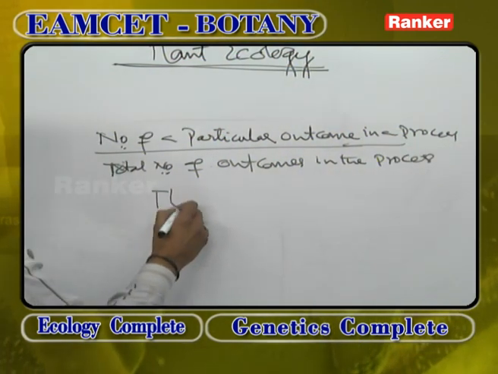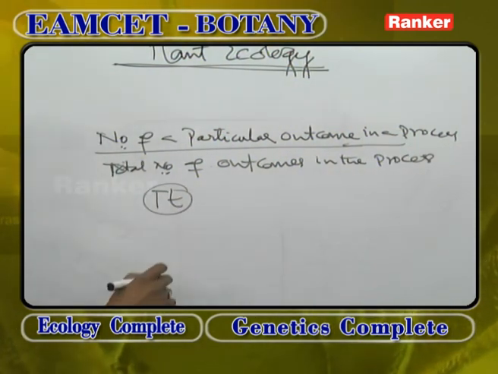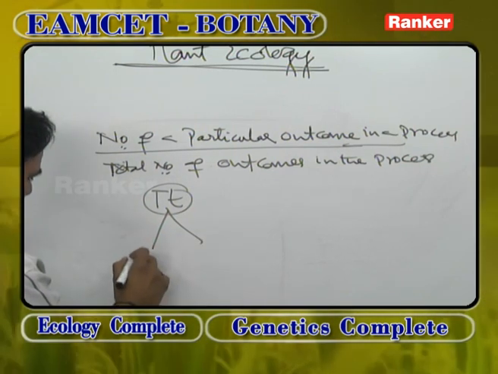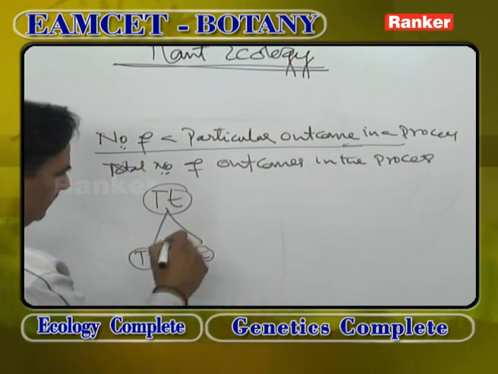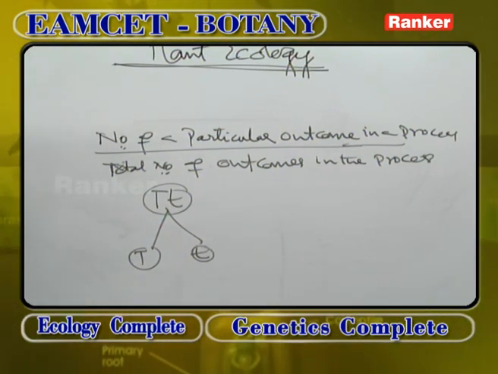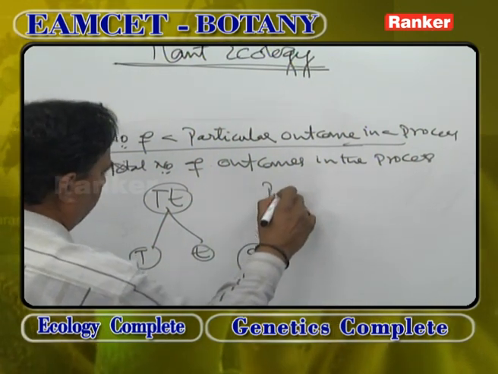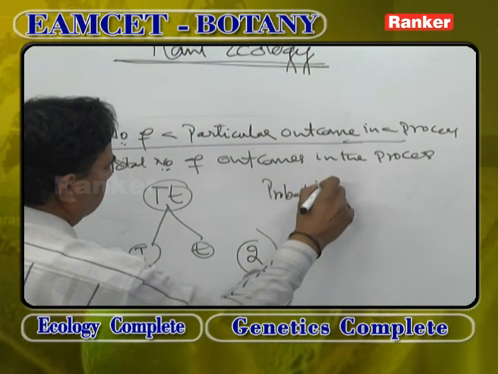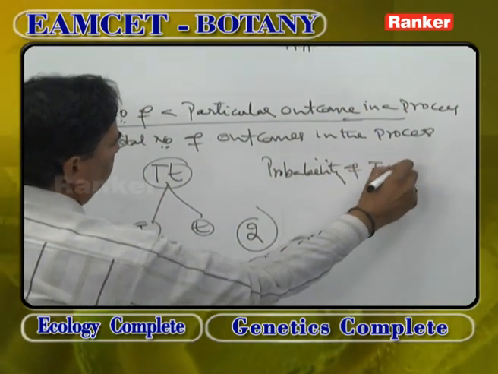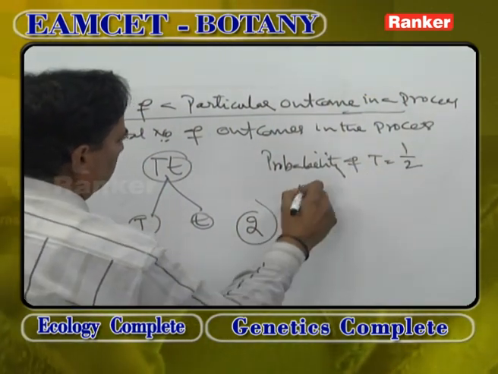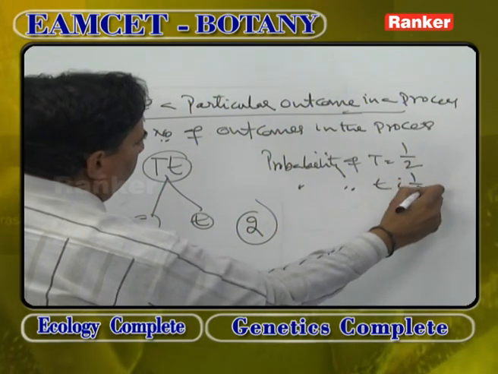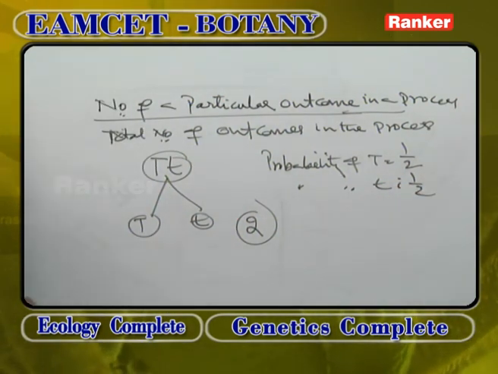For example, capital T, small t will be there. They produce gametes. They produce capital T gamete and small t gamete during meiosis. The total number of gametes is 2. So, what is the probability of capital T here? Probability of capital T is 1/2. Probability of small t is 1/2. So, like this probability is calculated.